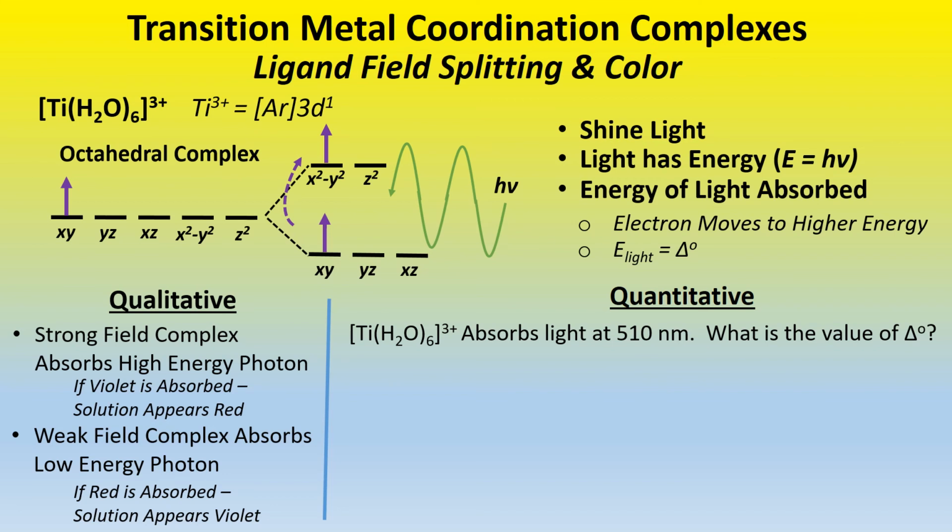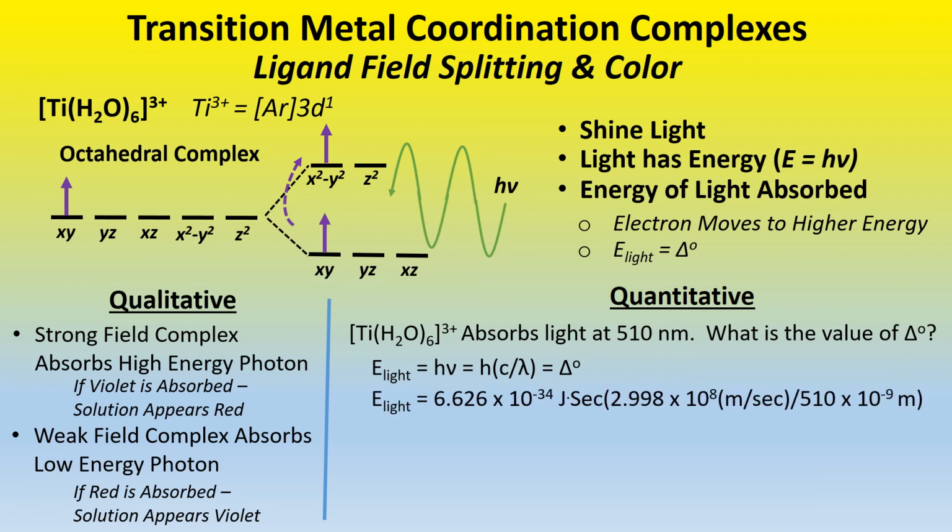By remembering that if light gets absorbed, the energy of light, h nu, has to be equal to the crystal field gap, delta zero. In this case, the energy of light, h nu, is h, Planck's constant, 6.626 times 10 to the minus 34th joule seconds. I was given a wavelength, so h nu is equal to hc over lambda, c, 2.998 times 10 to the 8th meters per second.